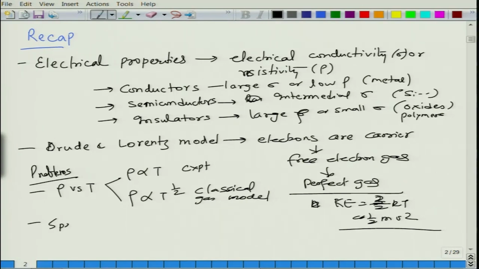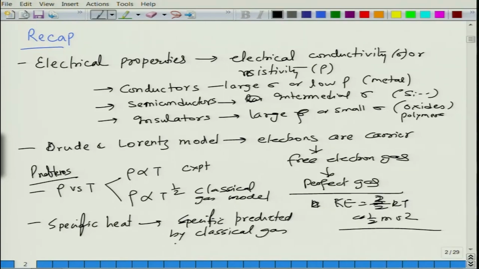Second is the specific heat. The specific heat predicted by the classical gas model is too large, whereas the experimental values are nearly 100 times lower. Okay. So, what are the reasons?